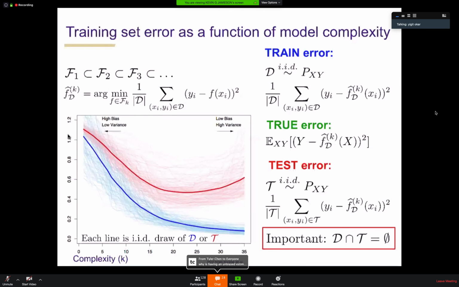So I have one. Go ahead. If for example we have an intersection between the test set and the training set, then I assume that the test error is no longer an unbiased estimator of the true error. Correct. But mathematically, what's the reason?